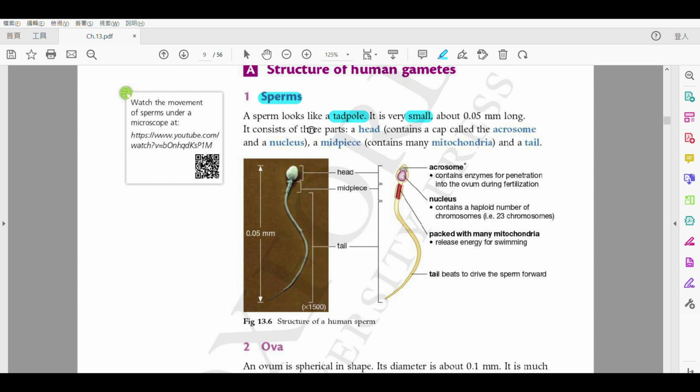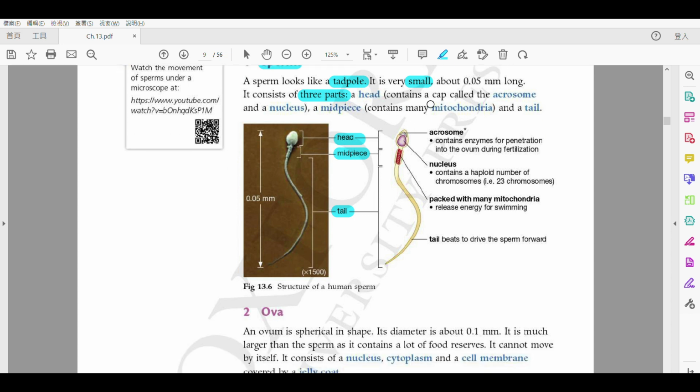It's very small and there are three parts. The first one is the head, and then there is the mid-piece. In your junior science, you do not learn about this part. We only learn about the head and tail. So there is actually this mid-piece. Mid means middle, the part in the middle.